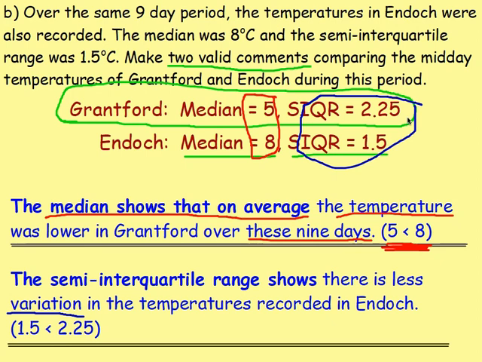And once again, yes, you can always reverse that. You could always say instead, there is more variation in the temperatures recorded in Grantford. And it's a semi-interquartile range that shows that. So you can do it backwards if you like. So that is where you would get your second mark.